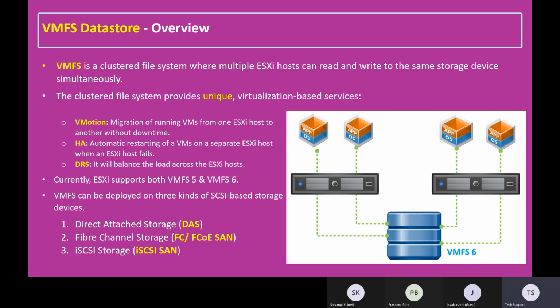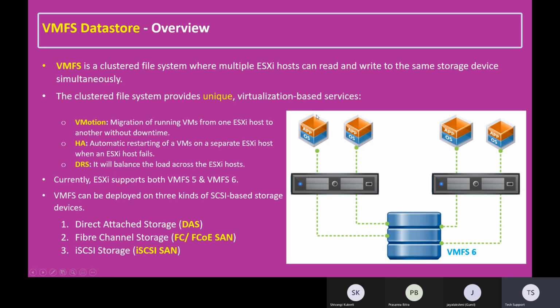In our ESX environment, there are several VMFS versions, starting from VMFS 1, 2, 3, 4, 5, and so on. But the latest available versions are two, VMFS version 5 and version 6. Version 6 is the latest. Let's talk about some additional points. VMFS is a clustered file system where multiple ESXi hosts can read and write to the same storage device simultaneously.